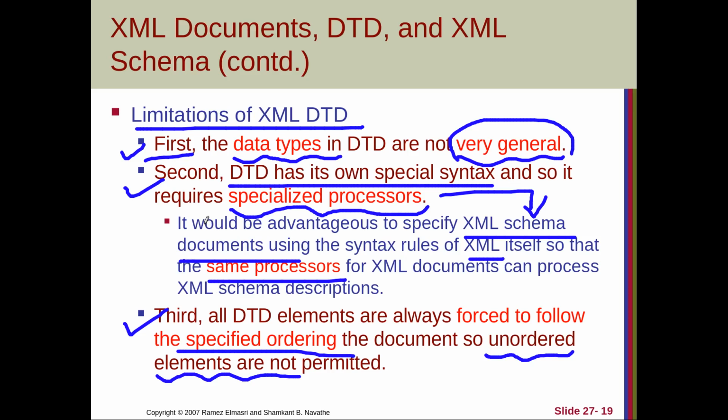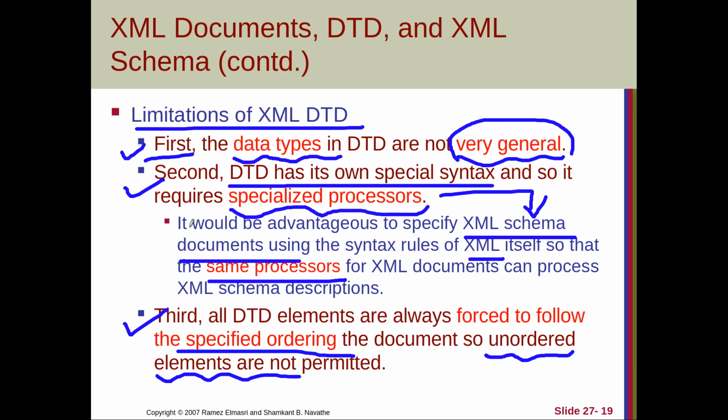So there are three limitations of XML DTD. First, data types are not general. Second, we require specialized processes for the processing of DTD separately. And finally, we are forced to follow a particular order. We cannot violate the order of elements that are presented in the XML document. So that is all about it now.